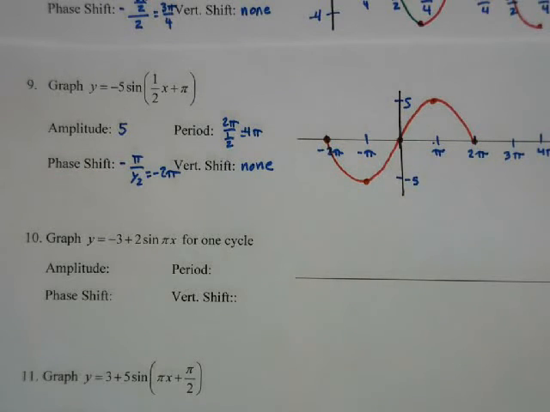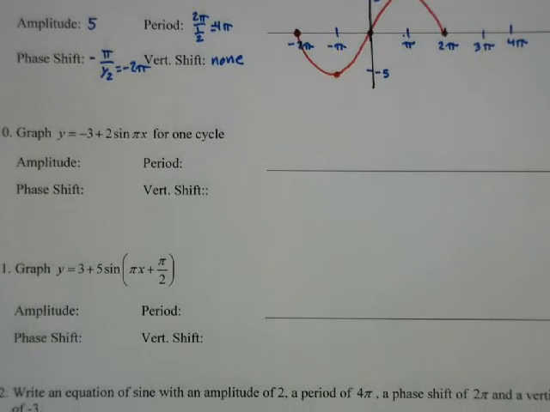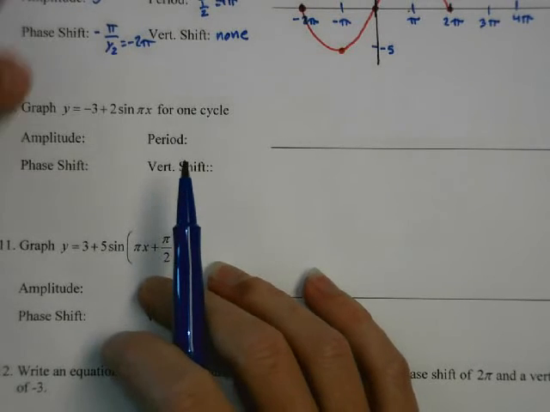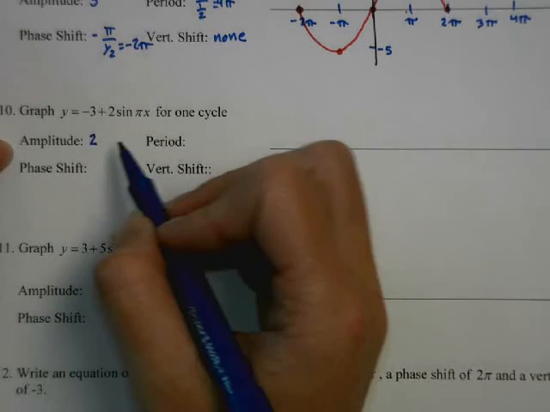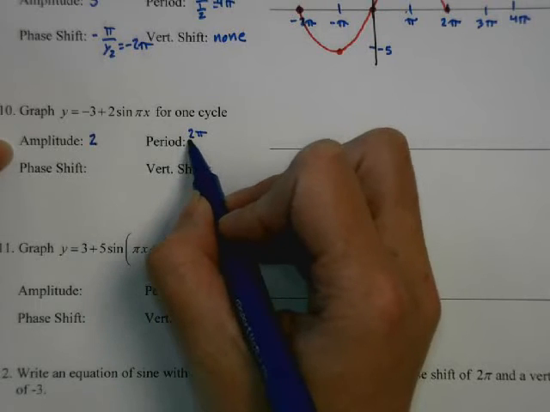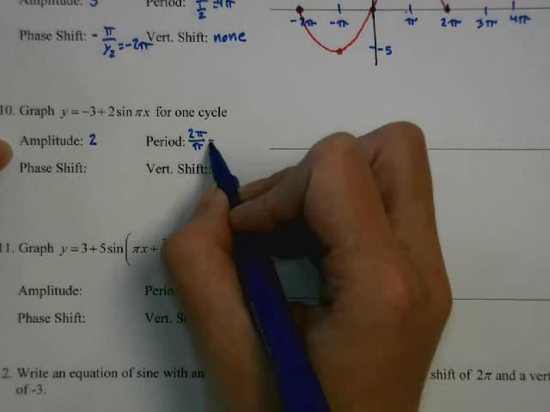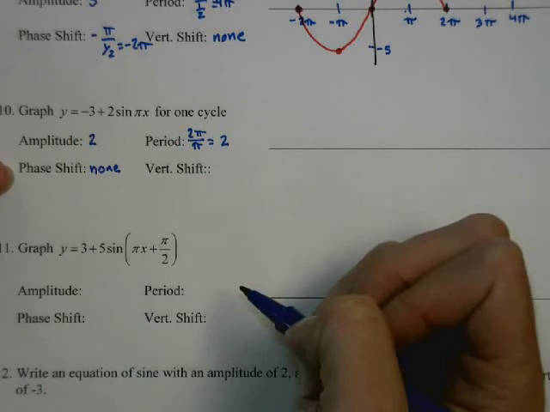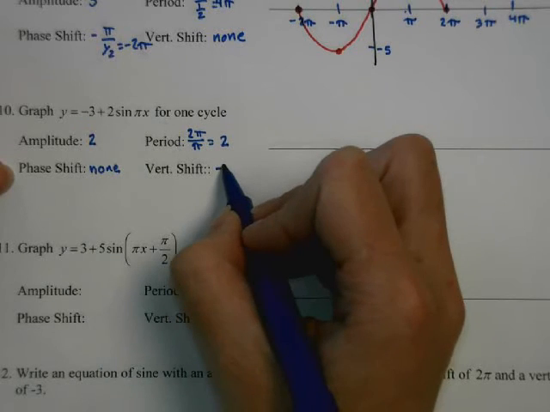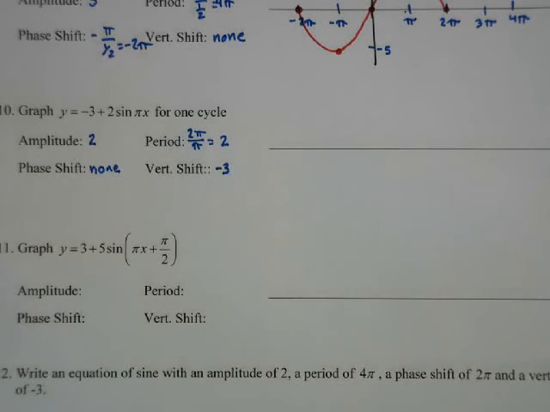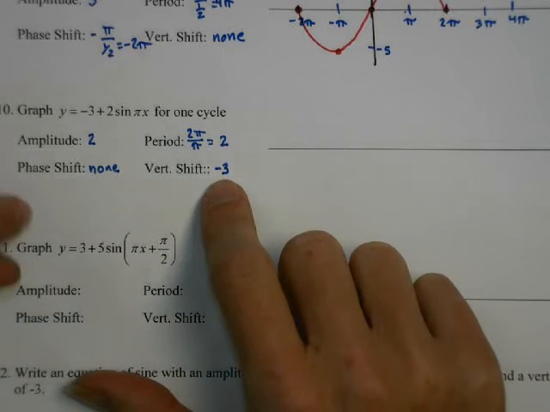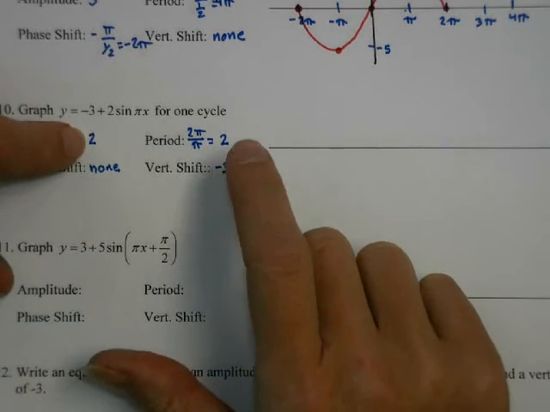There. Okay, so now we're going to do one with a vertical shift. Okay. So my amplitude is 2. My period is 2 pi divided by pi. So that's going to be 2. I don't have a phase shift here. Okay, but we do have a vertical shift of negative 3. So we have a vertical shift of negative 3 and an amplitude of 2. So this is going to be my midline. We're going to go 2 above that and 2 below that.